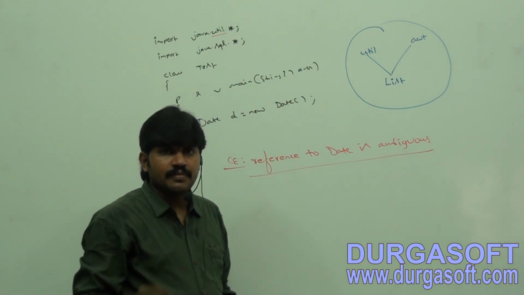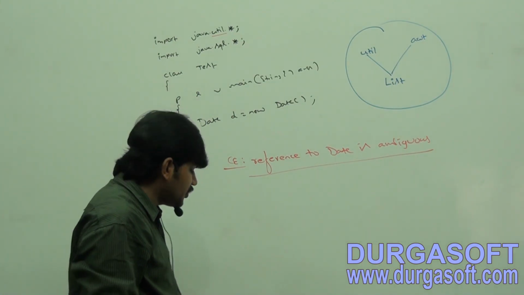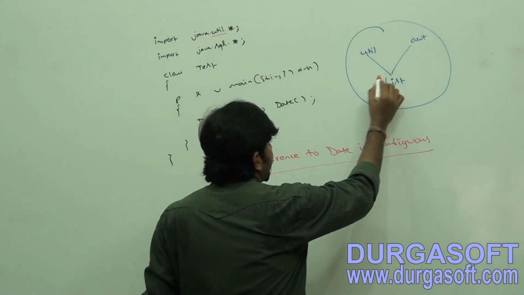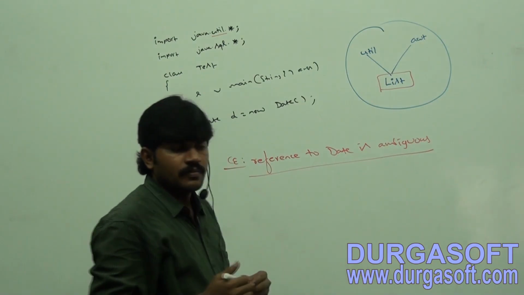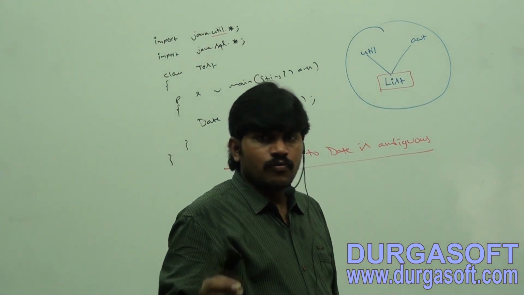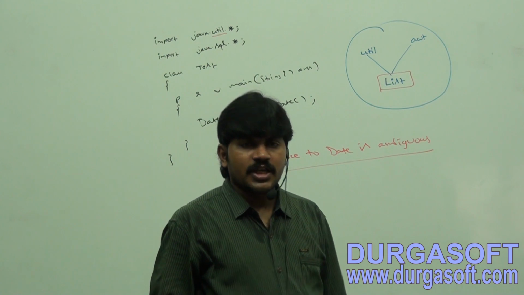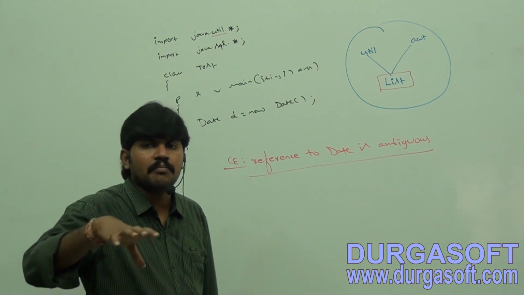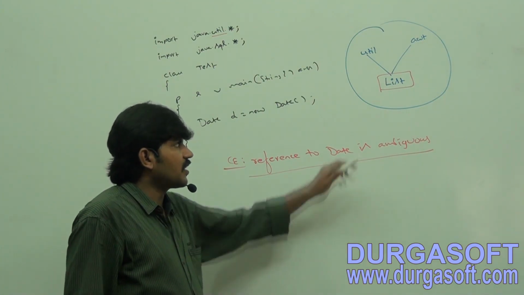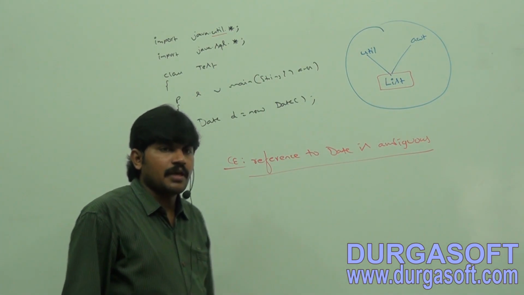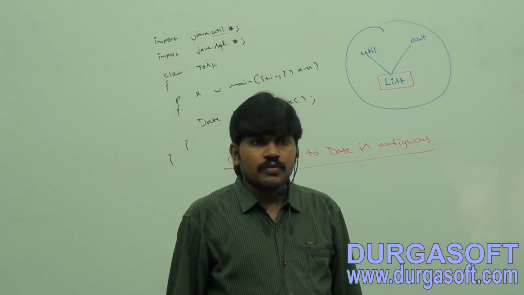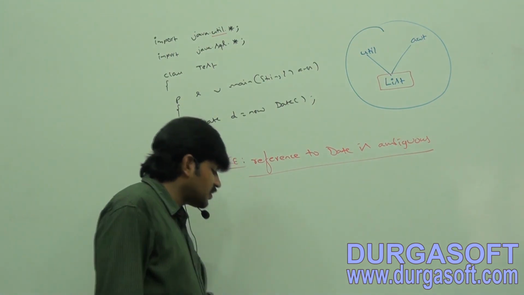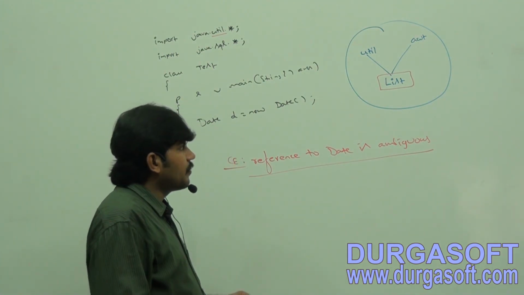Even in the case of List also, we may get the same ambiguity problem.